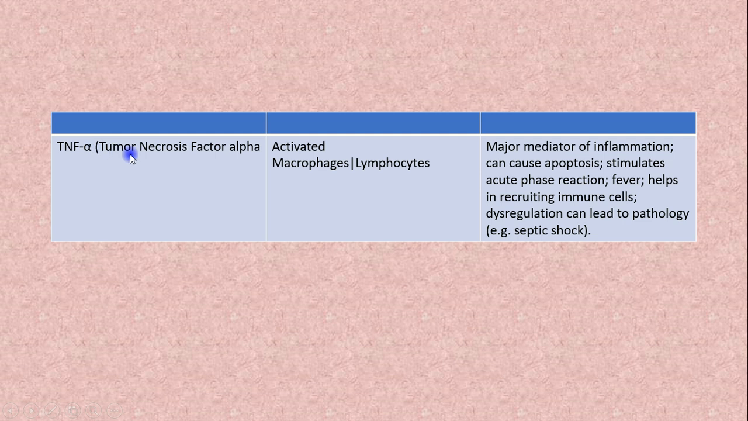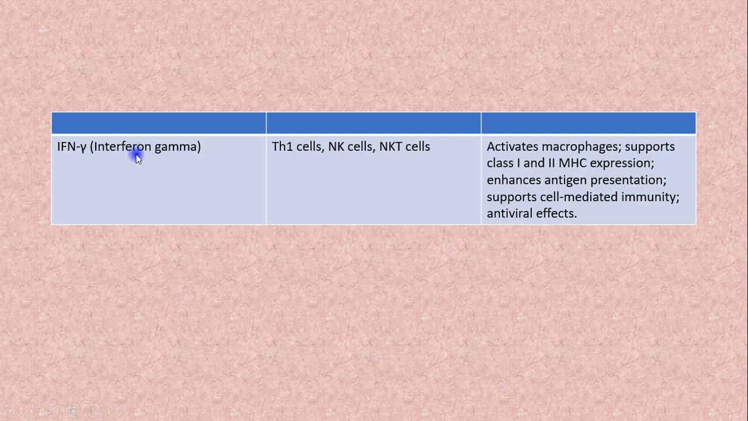We have tumor necrosis factor alpha. They are secreted by activated macrophages and lymphocytes. They carry out the role of major mediator of inflammation, can cause apoptosis, stimulate acute phase reactions such as fever, and help in recruiting immune cells. Dysregulation can lead to pathology, e.g. septic shock. We have interferon gamma, which is secreted by Th1 cells, natural killer cells, and NKT cells.